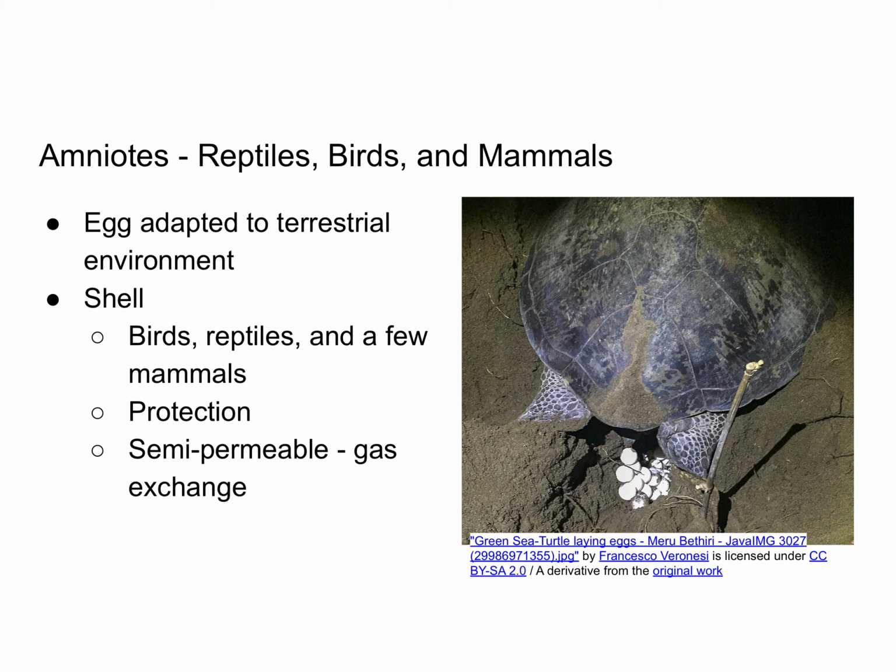So the shell that surrounds these eggs helps with protection. So it protects the developing embryo inside the egg. The shell is also semi-permeable, so gases can actually move across the eggshell. And this is needed because cellular respiration is happening in that developing embryo. And so oxygen needs to go into the shell, and carbon dioxide needs to be able to be removed from the egg.